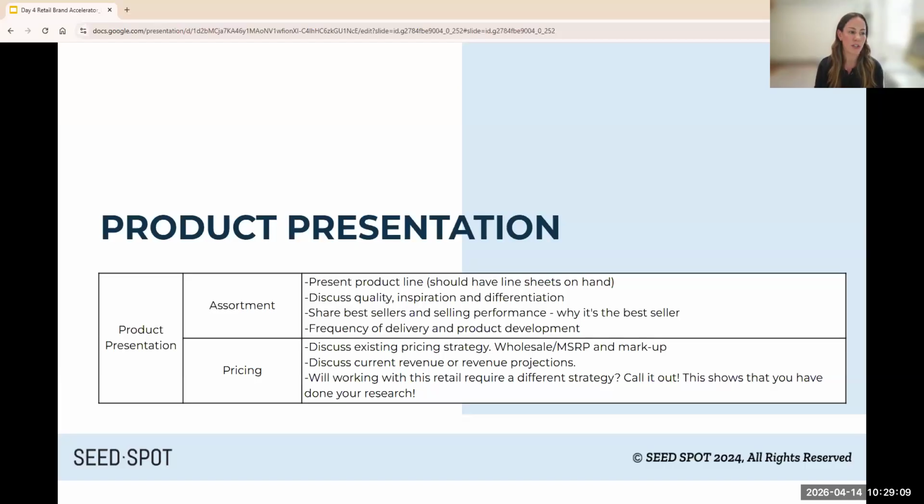Discuss the current revenue projections and your retail strategy. If you're going to put this product on sale regularly, this is a great time to say that. They want to know that you're going to be there to support this product and ensure that it sells in their store. And by the way, we'll have a whole class on sales sheets and line sheets, so don't worry about that too much yet. We're going to get into detail.